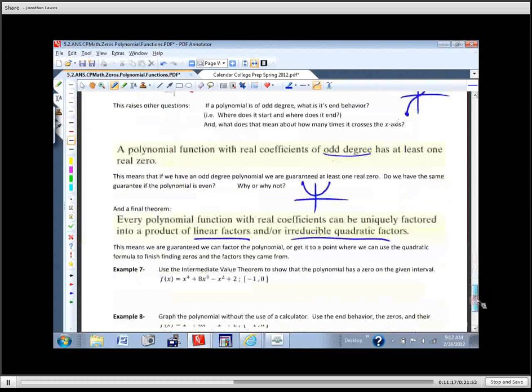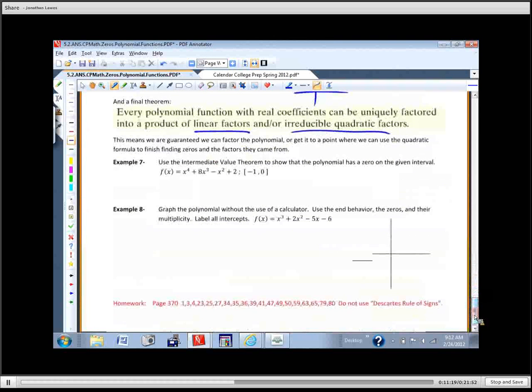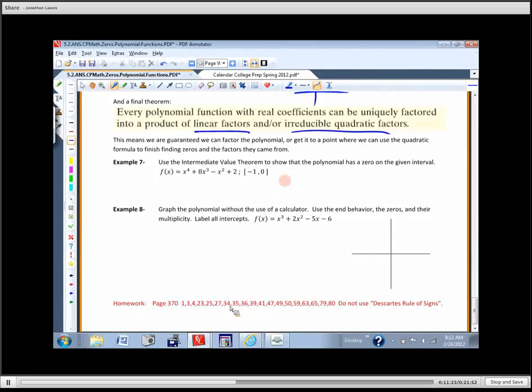Okay. All right. Then let's look at example 7 and example 8. Again, the assignment's at the bottom here. Remember, you don't need to worry about Descartes' rule of signs. Okay, that's how you say that. You don't say Descartes. Okay, it's just Descartes. He was a French guy.